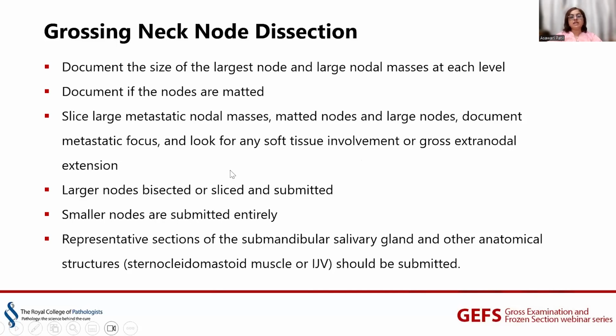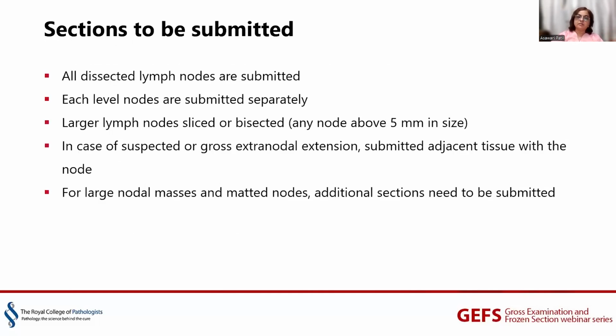Larger nodes, bisect and submit the entire node. Smaller nodes, if they are really thin, you can just submit entirely. The goal is to dissect each and every node and submit entirely, unless it is a grossly metastatic node. We know that it's a very big node, grossly metastatic. Then submit a representative section, but make sure that you don't miss extranodal extension. Gross examination here is very important for matted nodes, large nodal masses, and grossly involved nodes. We have to identify the area where the tumor appears to go out into the adjacent fat.